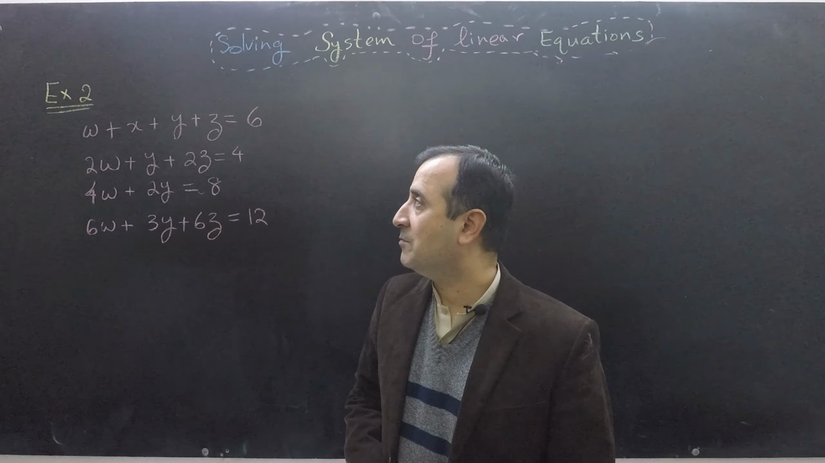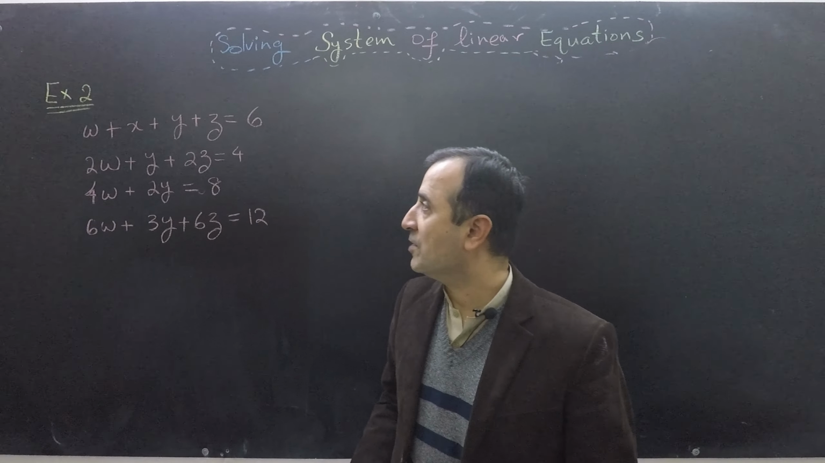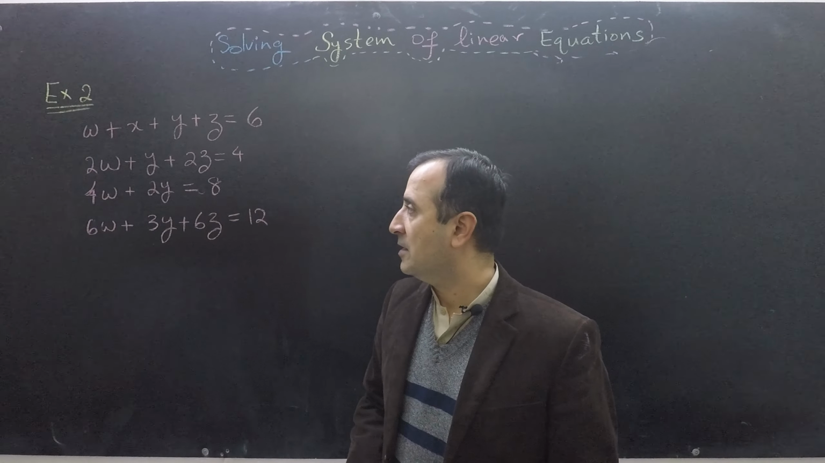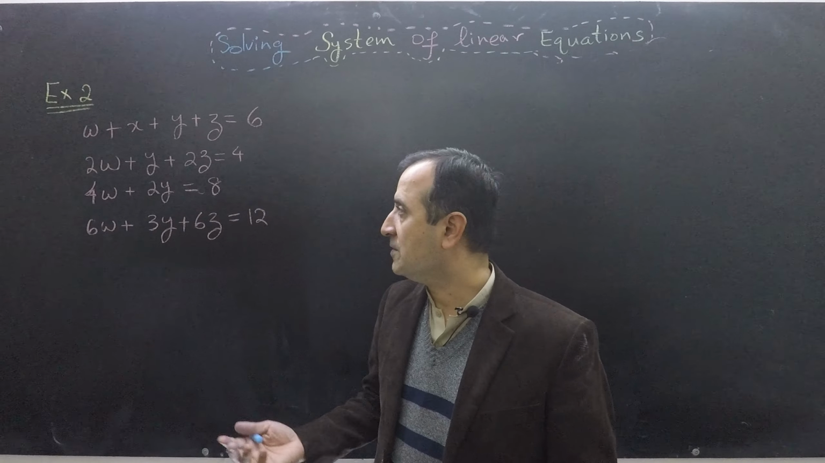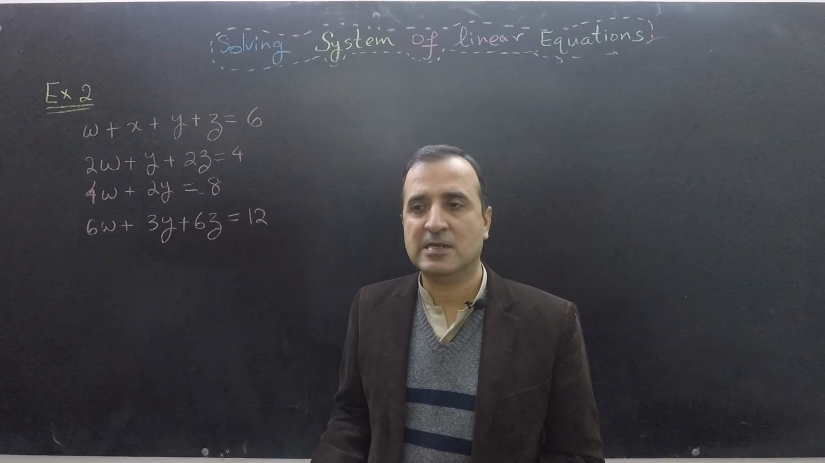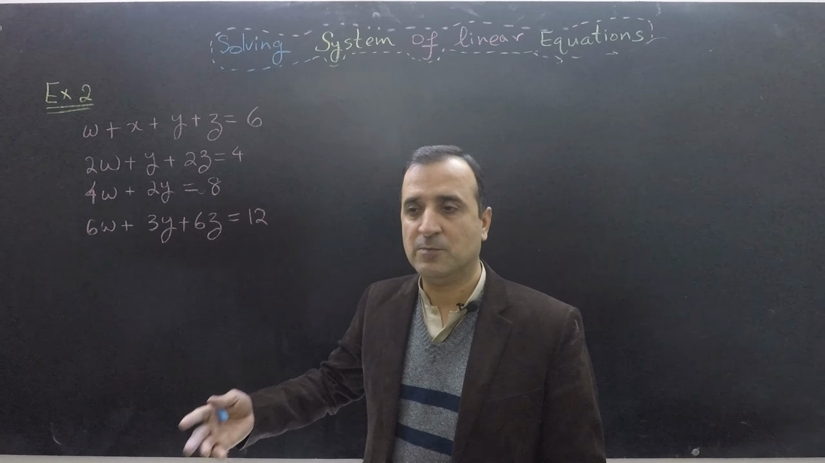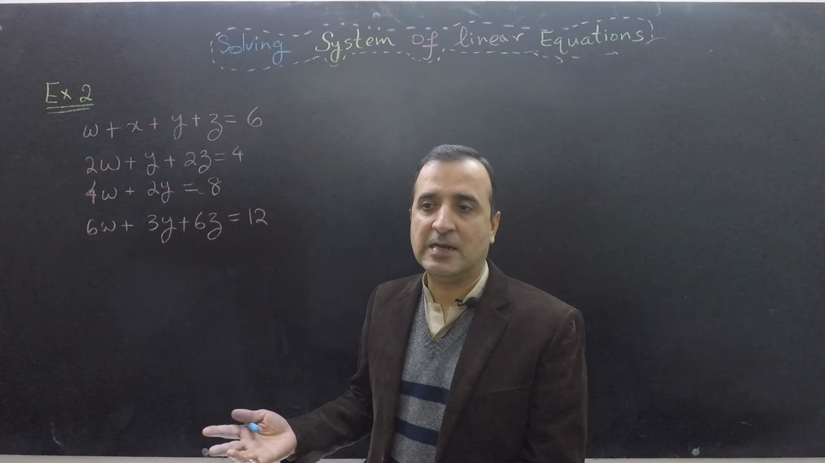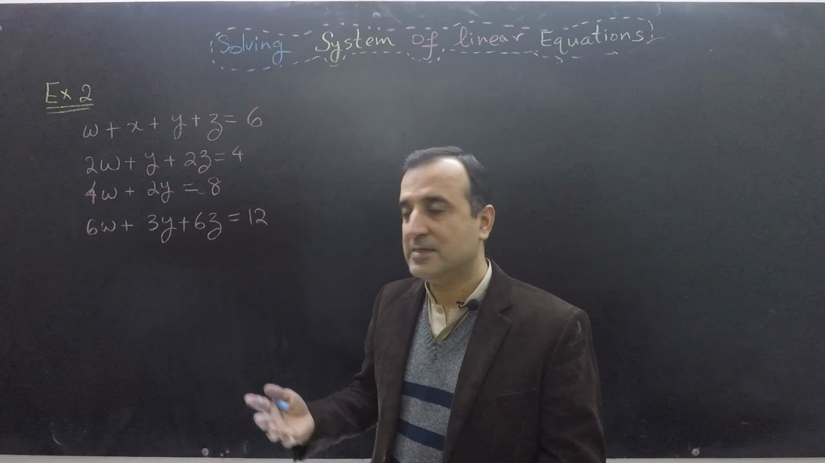So this is our example number two. In example number two, we are given four equations, and these equations have four different unknowns, and we have to find a solution. And this example is an example of infinite solutions because we will have some free variables. So let's learn what free variables are and how we can identify them in this example.